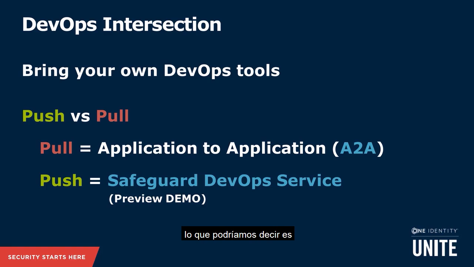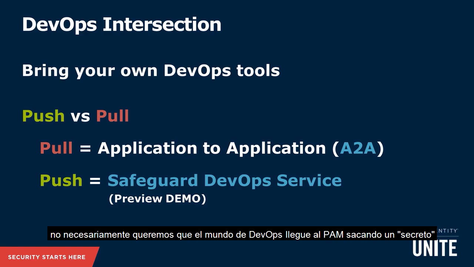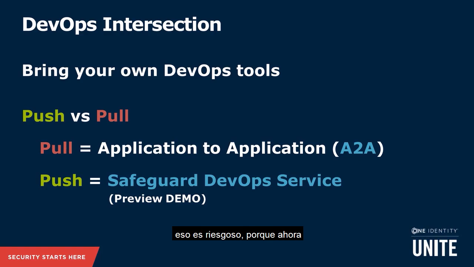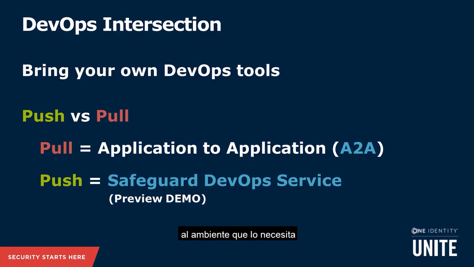What we would rather do is say, keep using your DevOps thing, but when the DevOps world needs to touch the safeguard world, the PAM world, we're going to do that in a very specific way, right? We don't necessarily want the DevOps world to reach back into PAM and pull a secret out. That's scary because now my public environment's touching my private PAM environment. Don't do that. That's going to be a bad idea. So instead, we will take the secret from our secure environment and push it to the environment that needs it. Does that make sense? So I'm going to show you a demo of that.